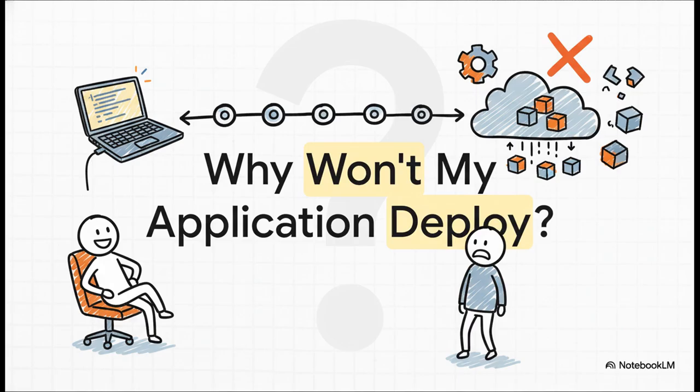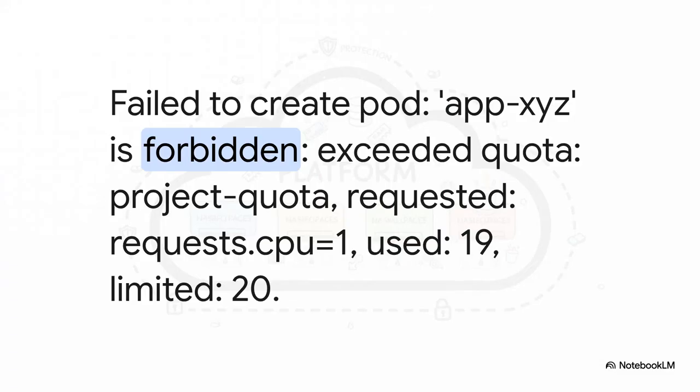So let's paint a picture, right? You've just finished your code, it's running like a dream on your local machine. You push it, you kick off the deployment pipeline, and you lean back in your chair just waiting for that beautiful, beautiful success message. But instead, you get hit with this, a 403 forbidden, exceeded quota, and it just feels like the platform is putting up this arbitrary wall, just blocking you for no good reason.